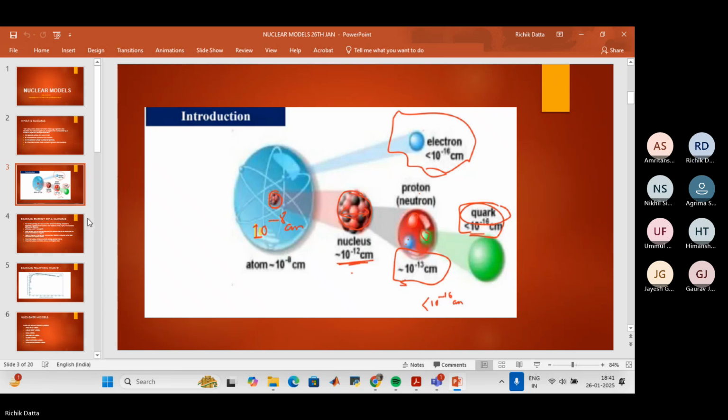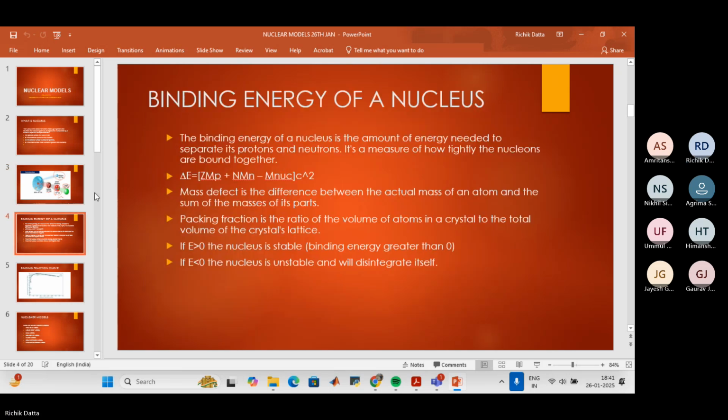So let's move forward. This is the main thing of the basic properties of the nucleus: the binding energy of the nucleus. What do we mean by binding energy? The binding energy of the nucleus is the amount of energy needed to separate its protons and neutrons from the nucleus. Basically, you have to break the nucleus. It measures how tightly the nucleons are bound together.